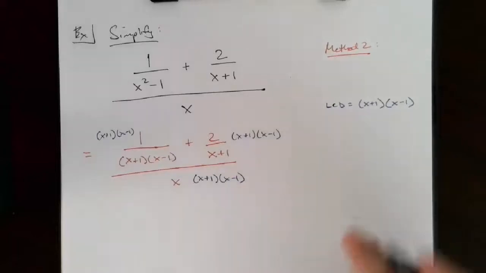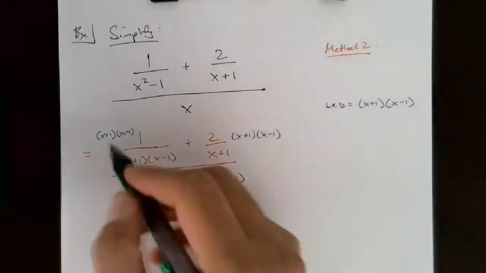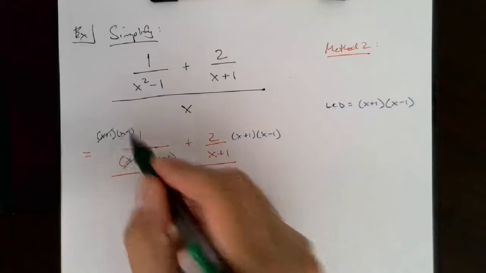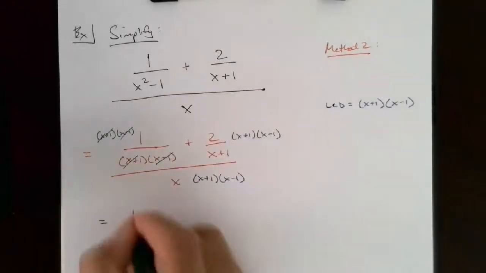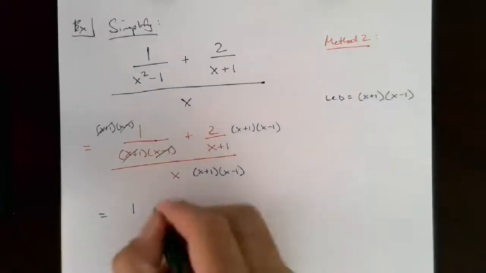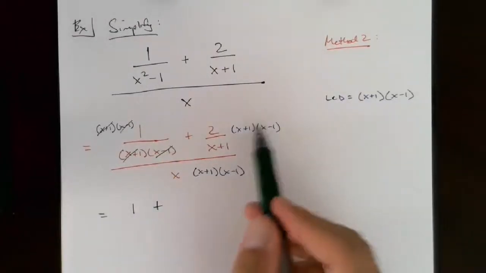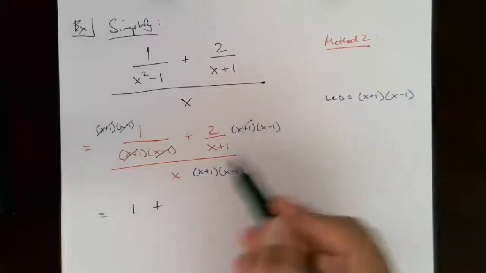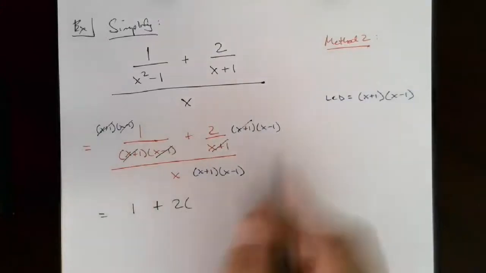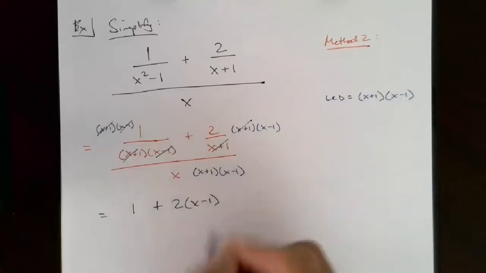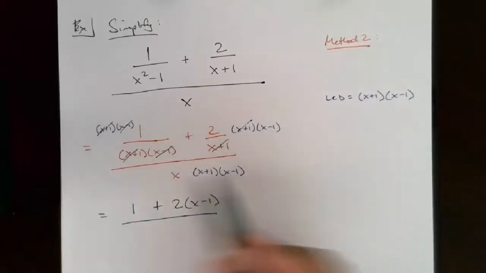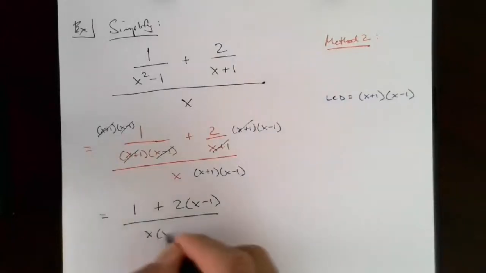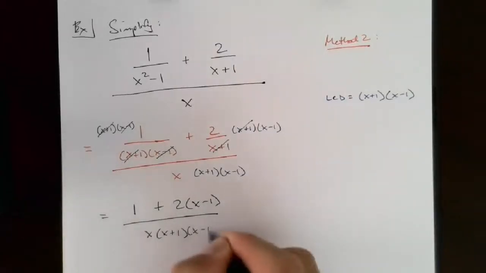Once I've done that, remember, for method 2, the idea is that you're canceling denominators, you're clearing fractions. So in this first one, x plus 1 cancels with x plus 1, x minus 1 will cancel with x minus 1. I'm left with just 1 times 1, which just gives me 1. Plus here, 2 over x plus 1 times the x plus 1 times x minus 1. The x plus 1 here will cancel with the x plus 1, and I'm left with 2 times, make sure you have parentheses, x minus 1. Over in the denominator, nothing cancels here. You just want to write them out. X times x plus 1 times x minus 1.